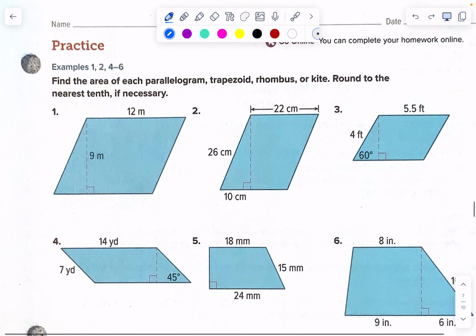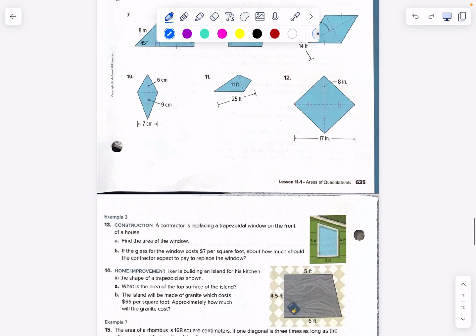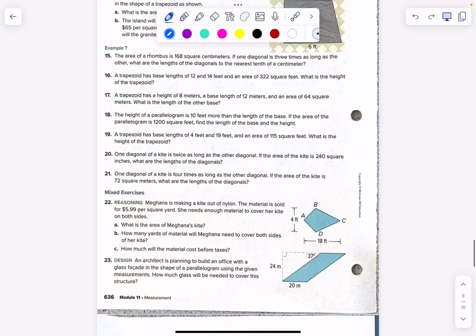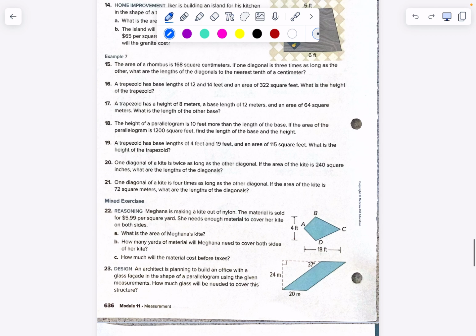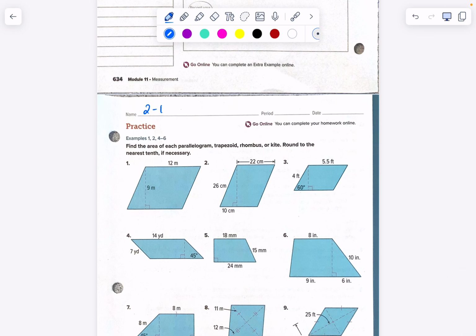Okay. Find the area of each trapezoid, rhombus, or kite. We should just do 2 through 4 evens. I like that idea. How about 1 through 2 odds. Let's do 2 through 18 evens. Wait, that's 9 problems. 9 problems, I think. Page 635. 2 through 18, the evens. There you go.